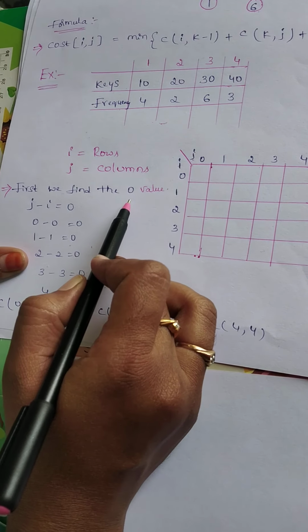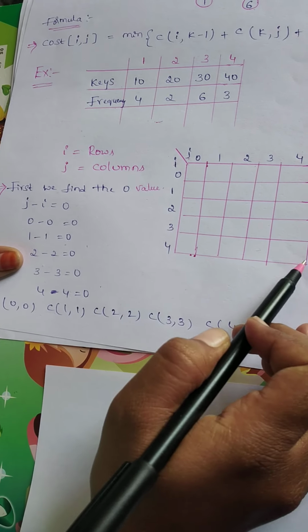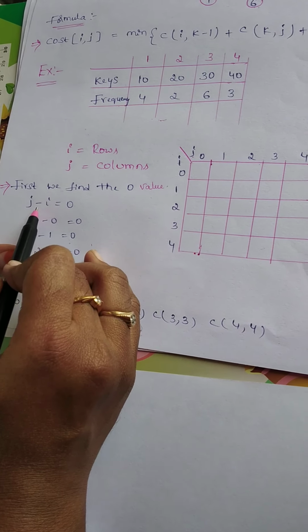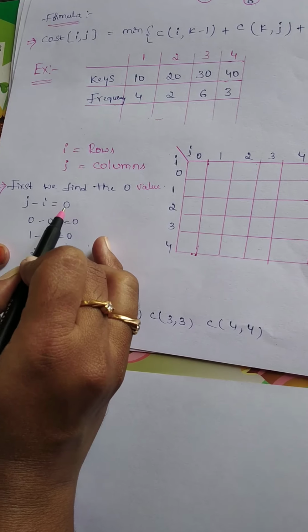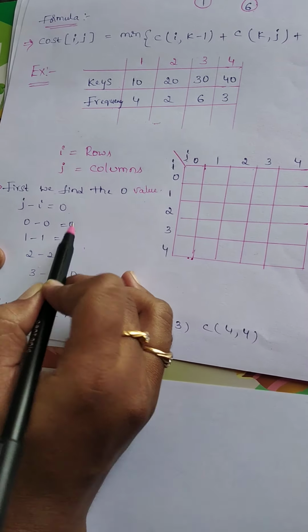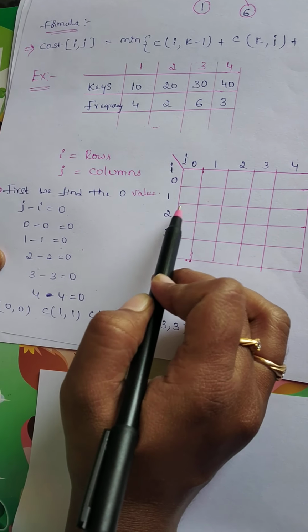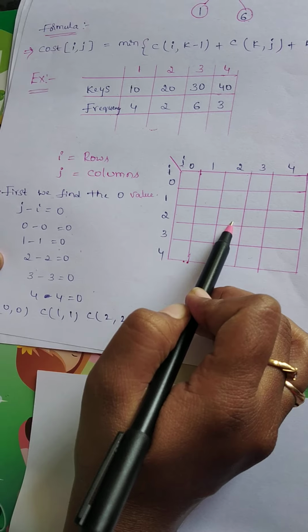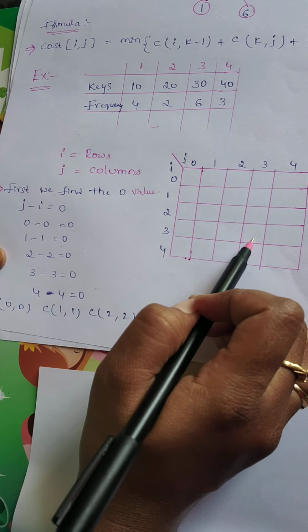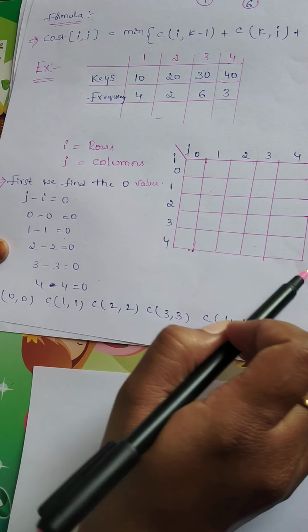First we find the diagonal values. So j minus i equal to 0. First, 0 minus 0, what do we get? 0. Next, 1 minus 1, 0. Next, 2 minus 2, 0. 3 minus 3, 0. And 4 minus 4, 0. All the diagonals are zeros.